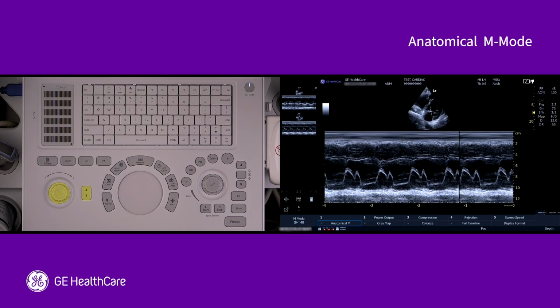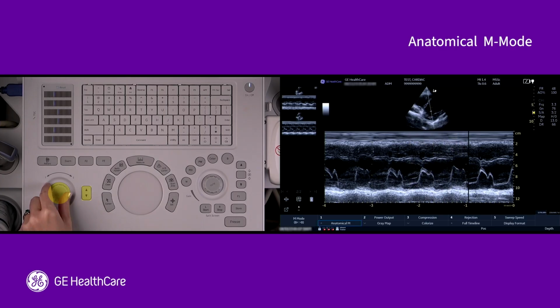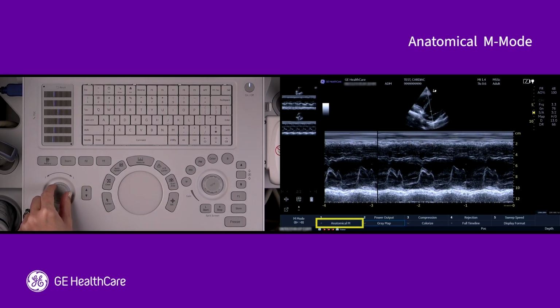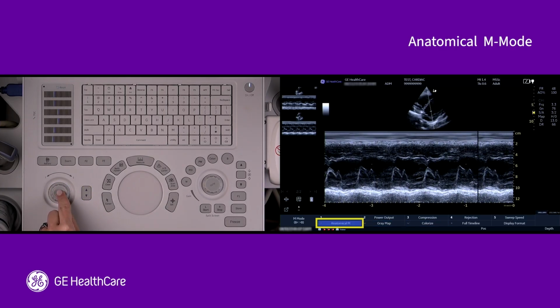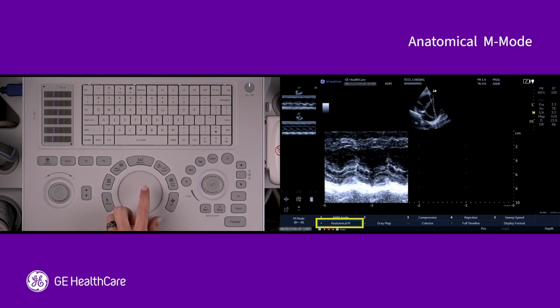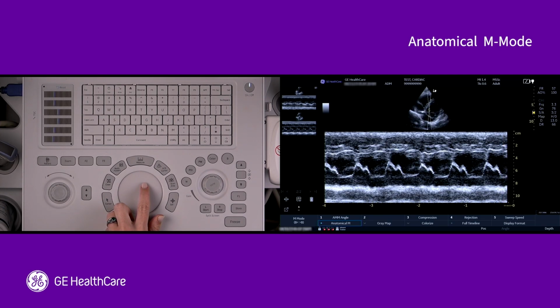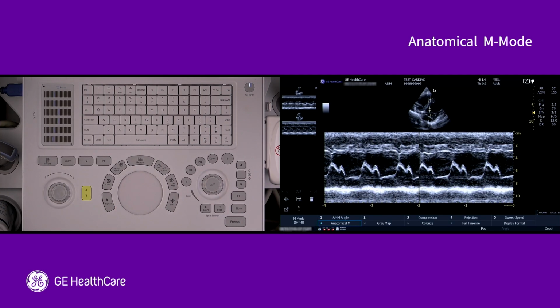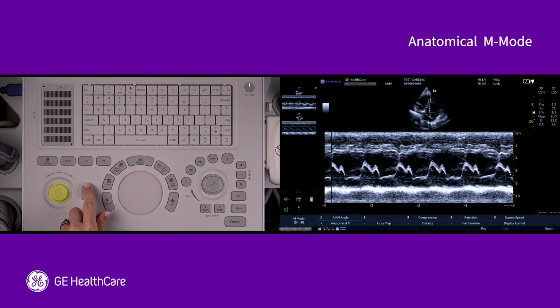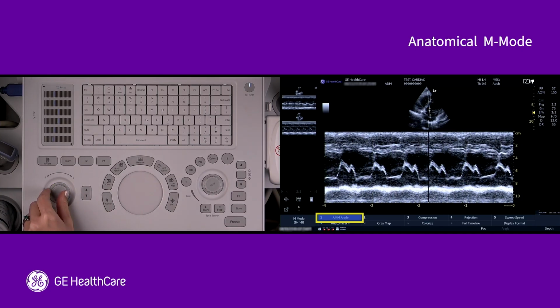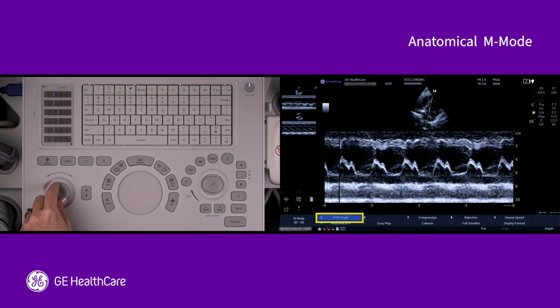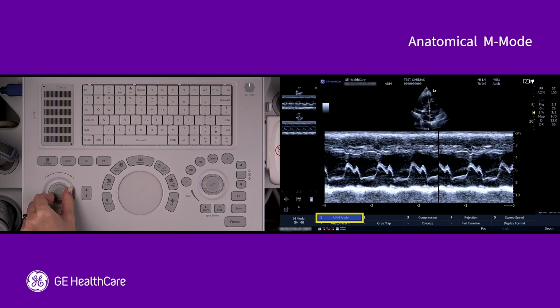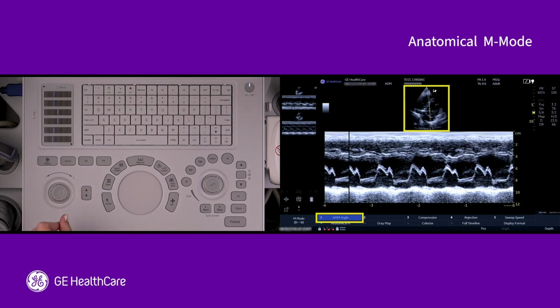Use the rotary dial and up-down arrows on the left side of the screen to select and highlight anatomical M. Push the rotary dial. Anatomical M mode is now activated. Press the arrow up key and turn the dial if necessary to select AMM angle. Push the rotary dial and then turn it to adjust the AMM angle.